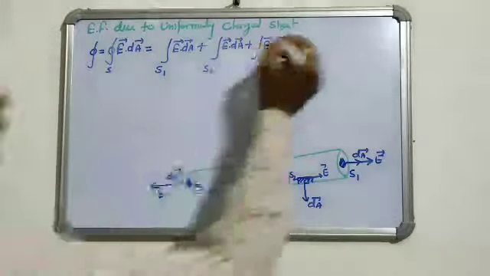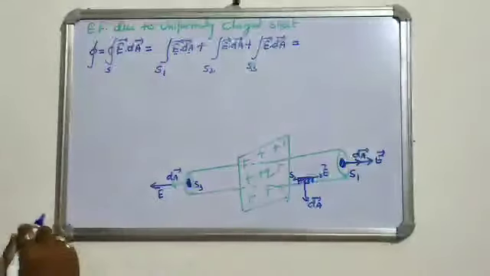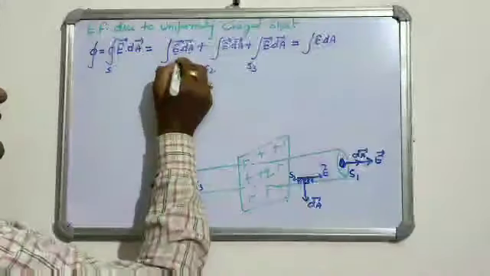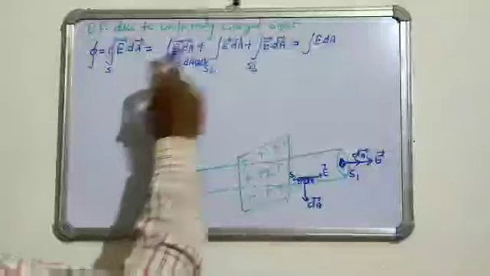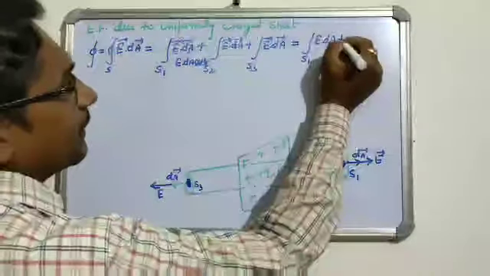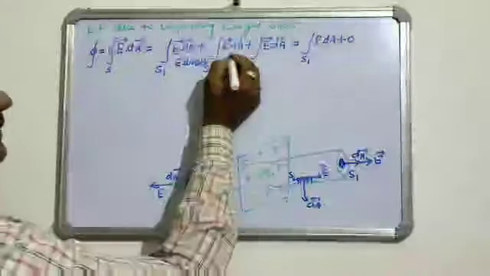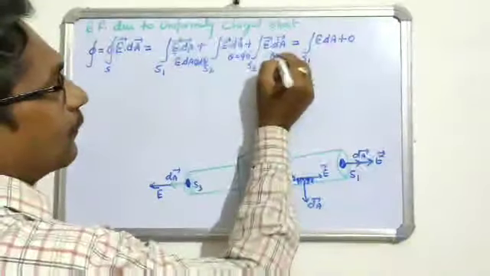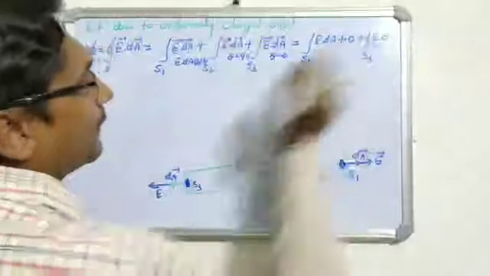Observe that for the S1 surface, E and A act in the same direction, so the angle between them is 0. So it equals E dA, because E dot dA equals E dA cos theta, and theta equals 0, so cos 0 equals 1. So we put E dA for the S1 surface. For S2, the angle is 90 degrees, so cos 90 is 0 and the term equals 0. For S3, theta is again 0 degrees, so it equals E dA. This is for the S3 surface.